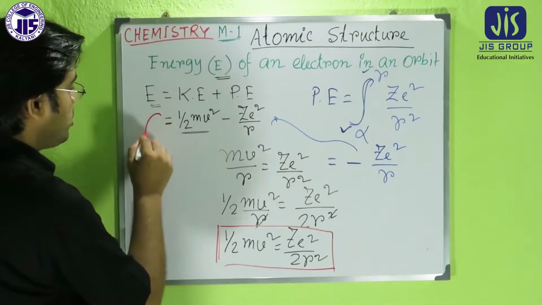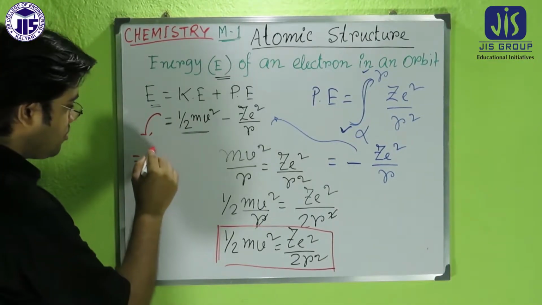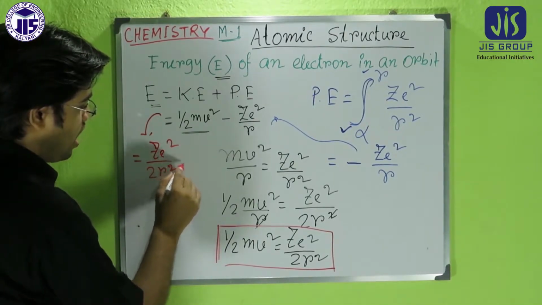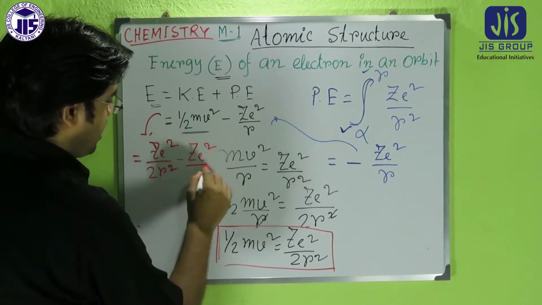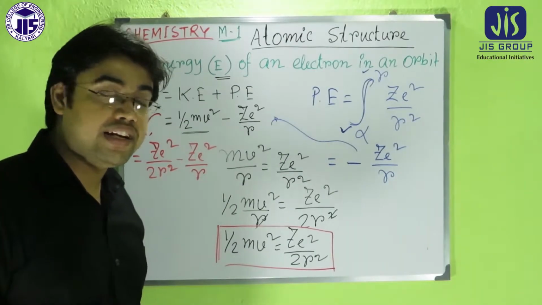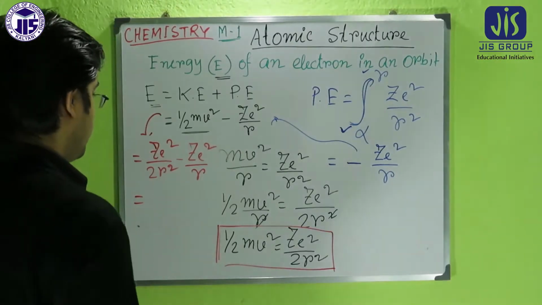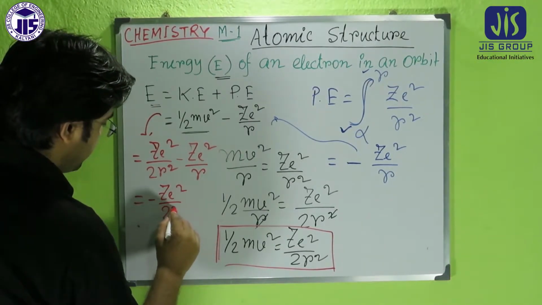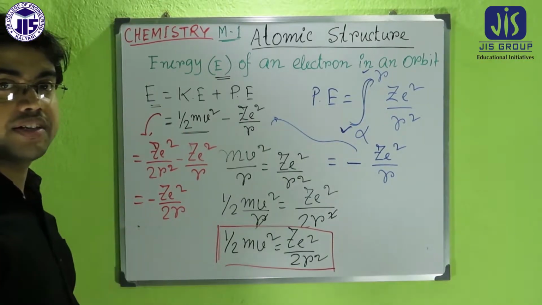Now here we will put the value of half mv square. So it will be Z e square by 2r minus Z e square by r, and what will be the result? Minus Z e square by 2r.